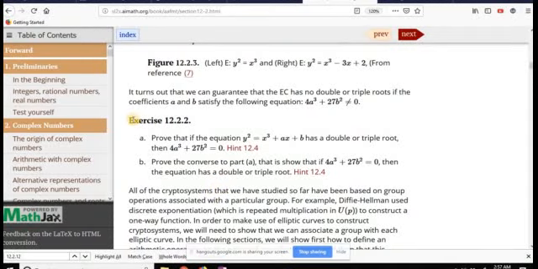Okay, so we looked at exercise 12.2.2 and we looked at part A. If the equation y squared equals x cubed plus ax plus b has a double or triple root, then 4a cubed plus 27b squared equals 0.